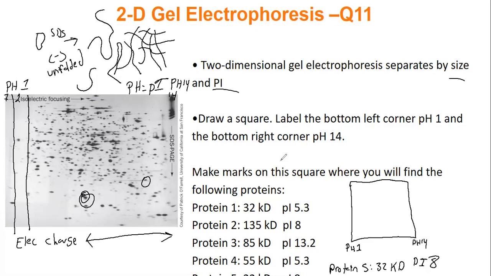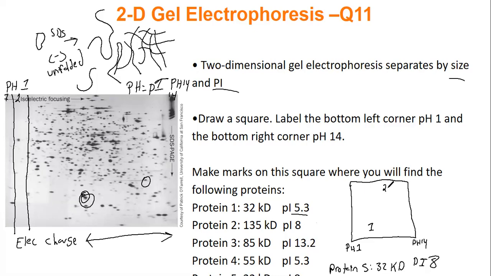All right, so let's see if we can figure this out. So protein 1, PI of 5.3. So it's going to go to around where a pH of 5.3 is and then stop moving. 32 kilodaltons, relatively light, so it's going to travel far down the gel. So protein 1, it's going to be like right here. Protein 2, PI of 8, so it's going to be further on the gel than 1. Very heavy, so it's not going to move that far down the gel. It will be like up here.